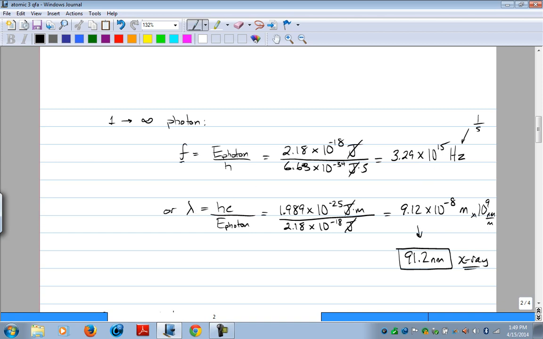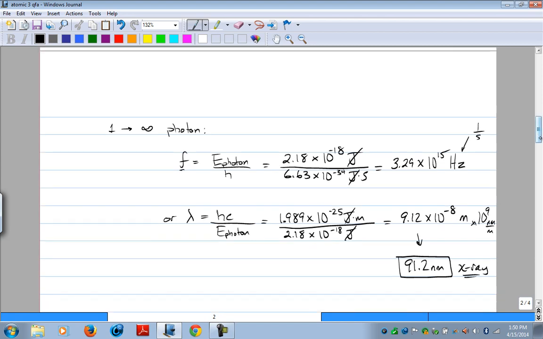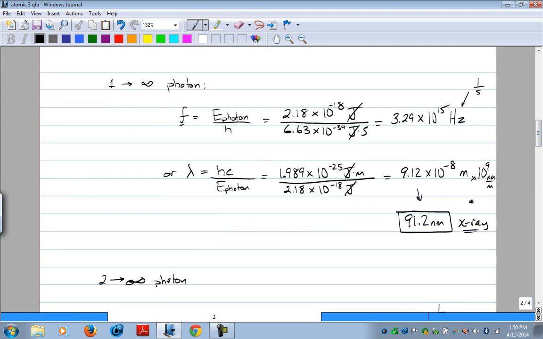The wavelength, you can either get that from the frequency and the speed of light, or you can go right back to the Planck equation in wavelength form. The energy of photon equals hc divided by lambda. Rearranging, we get, remember hc is a constant because it's a constant times a constant, 1.989 times 10 to the minus 25 joule meters. The units work out. We get 9.12 times 10 to the minus 8 meter wavelength for that electromagnetic radiation, which is typically recorded or quoted in nanometers because the wavelengths are so small.